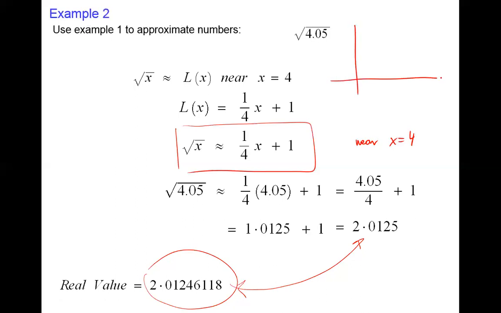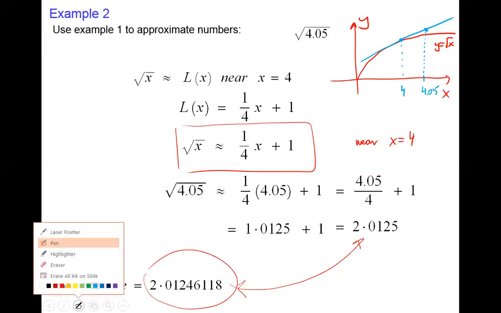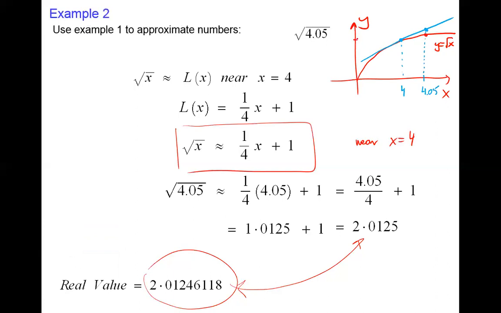I can draw it again. I hope you have the answer right now. Square root of x, and instead of the exact value, I am using a tangent line. We can see the value 4.05, right? The tangent line is above the curve. That means instead of getting the actual value, which will be the red dot, 2.0124, I used the tangent line value, which is 2.0125. And since the tangent line is above the curve, of course, we overestimated.